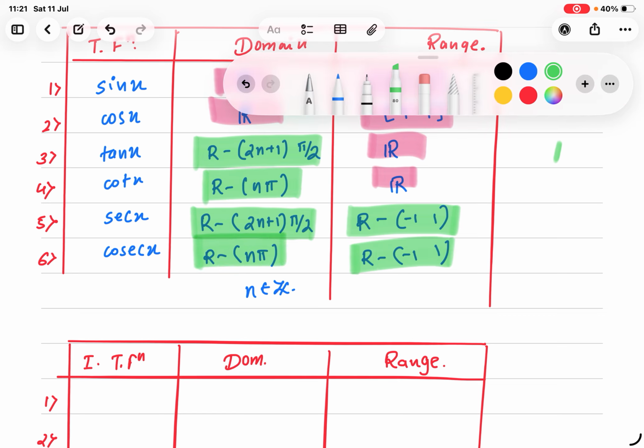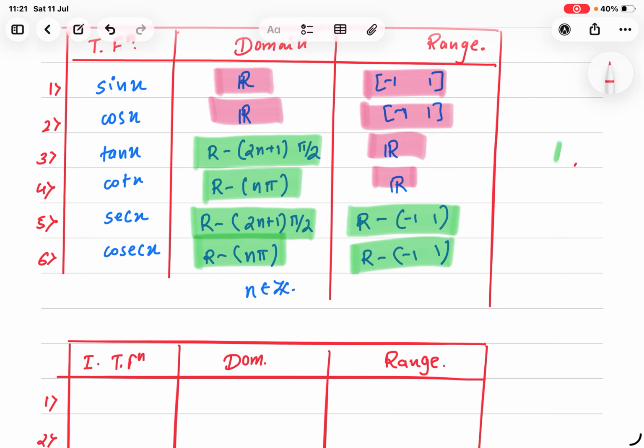It means the total thing is that sin and cos have the same range, and the domain of tan and sec are the same, and cot and cosec are the same. Like this you have to remember, then only you can remember it very easily day by day, with the graph also. In the next class we can discuss the graph also.